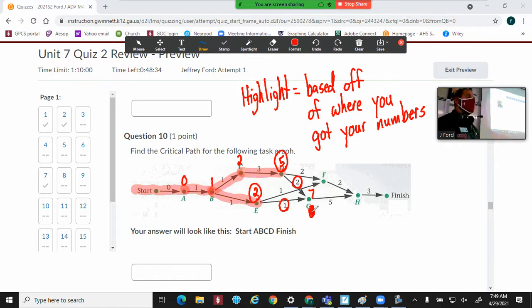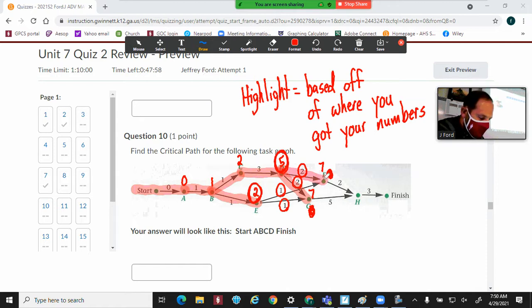Now, since we have a merge, here's the question. Where did 7 come from? Did it come from D or did it come from E? Well, it came from D because 5 plus 2 is 7, so that's what I highlight, like so. All right. Now look at F. F is another merge. E starts at 2, 1, that's 3, or D starts at 5, 2, 7. Well, I'm taking 7, so I'm going to highlight that way.